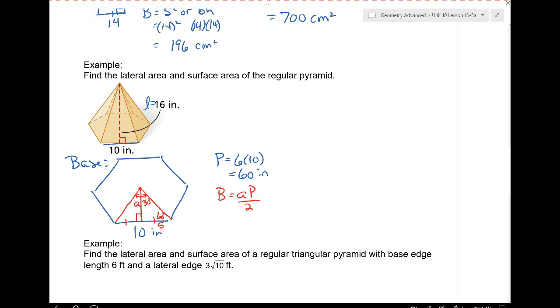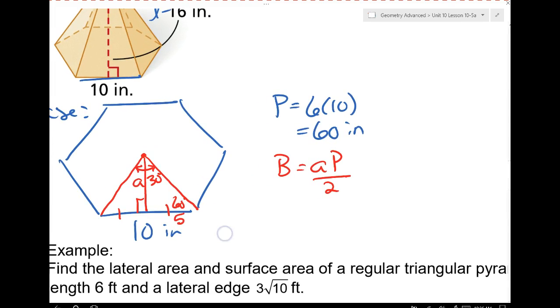Now I have a 30, 60, 90 triangle, and I need to find the apothem. What side of that triangle do I know? Short leg. Which one do I need? Yeah, I need to get to the long leg. So we're going from short to long. Do I multiply or divide? Multiply. So doesn't the apothem become 5 root 3? I like it when the numbers are easy at least, right? Now I can plug in what I know. I get 5 root 3 times the perimeter of 60 all over 2. Guys, what do you get for that?